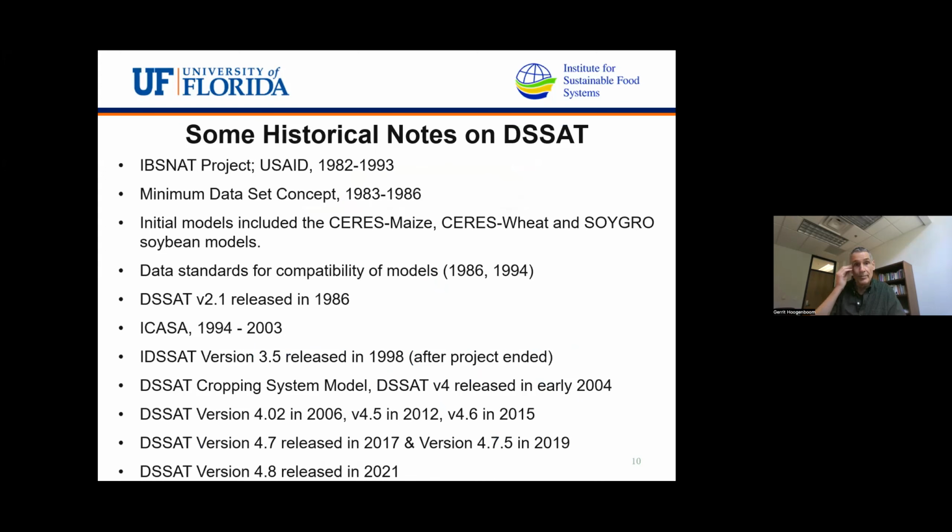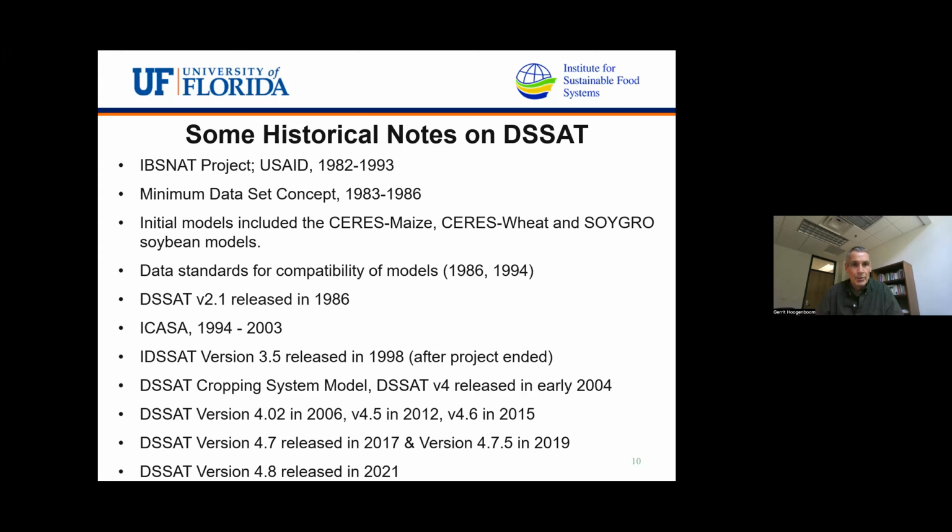So the DSSAT system by itself is actually already quite old. It was started as a project funded by the United States Agency for International Development, referred to as the IBSNAT project, in the 1980s. It ended in the 1990s. The overall goal was to look at a systems approach to help solve food security problems in developing countries. So the original crop models actually were not developed in the US as part of this project. We're looking at food security in developing countries.